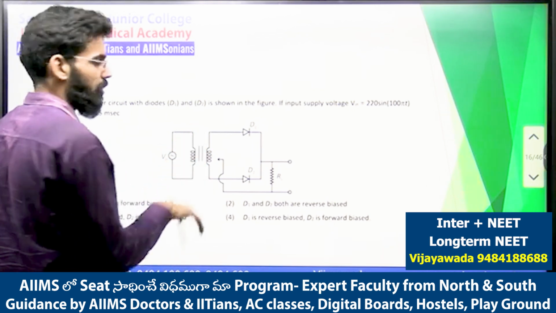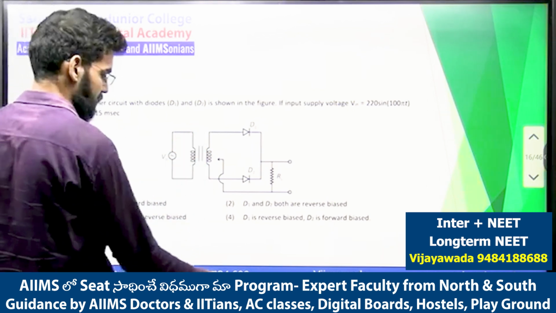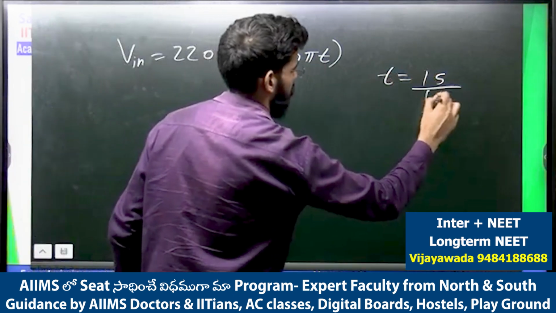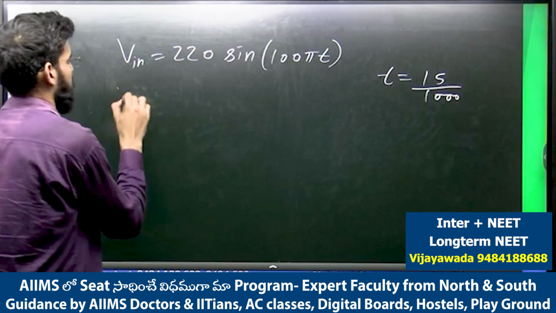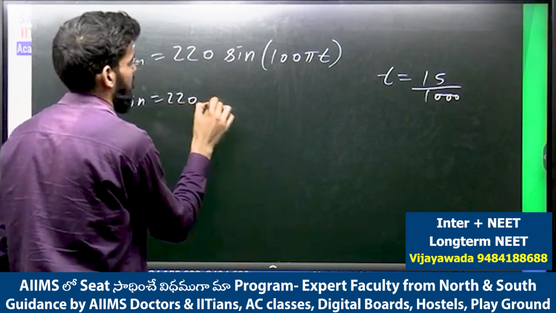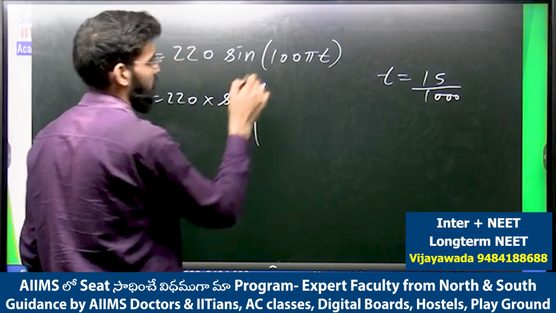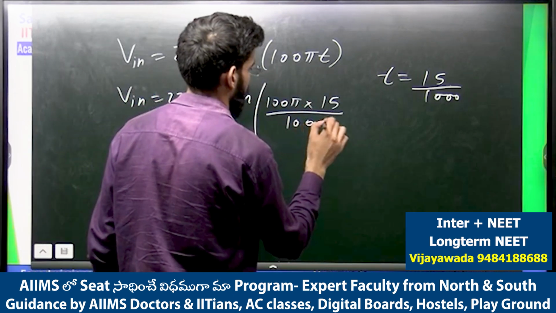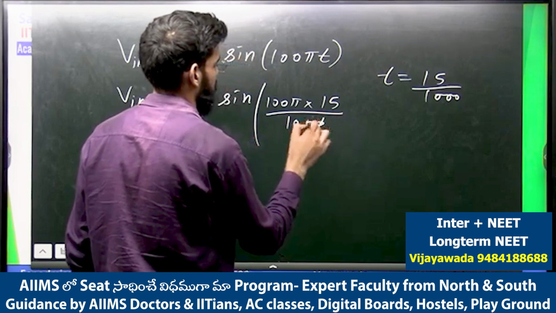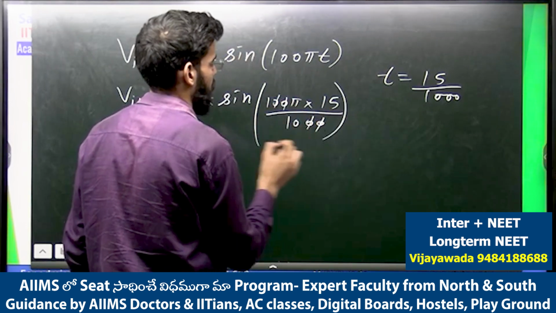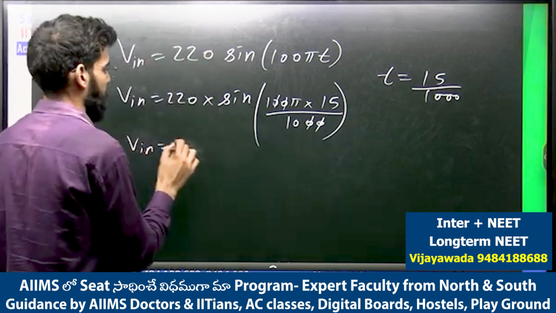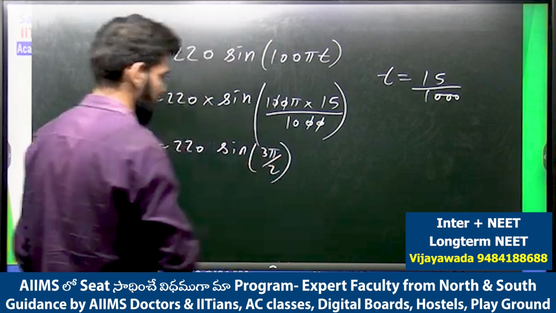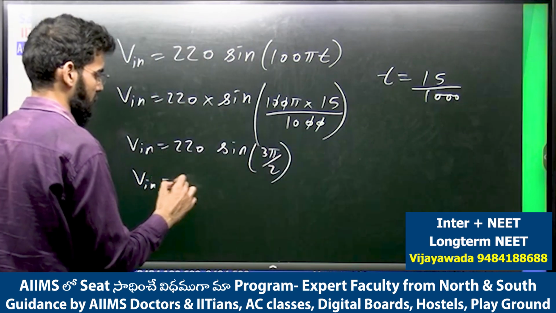It will be decided by plus or minus, right? 15 millisecond means you put 15 upon 1000 for time. That is the meaning of milliseconds. So V in is 220 into sine of 100 pi into 15 by 1000, which is 3 pi by 2. 220 into sine of 3 pi by 2. Sine 3 pi by 2 is minus 1, right? So V in is minus 220.